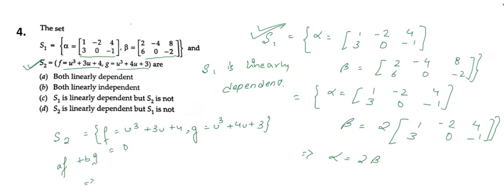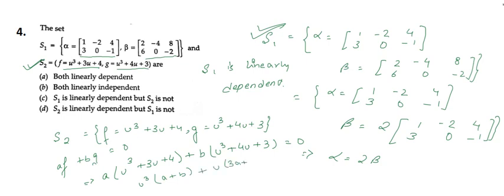So now let's put the values. a(u cube plus 3u plus 4) plus b(u cube plus 4u plus 3) is equal to 0. Simplifying this, we get u cube (a plus b) plus u (3a plus 4b) plus (4a plus 3b) equal to 0.